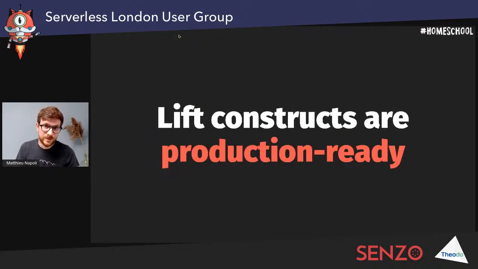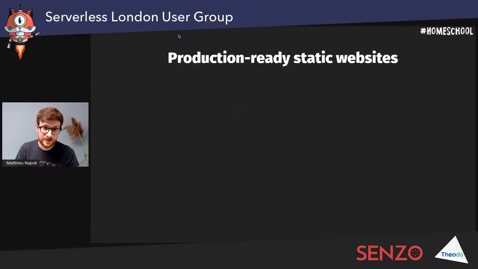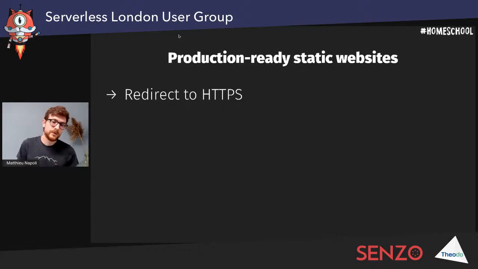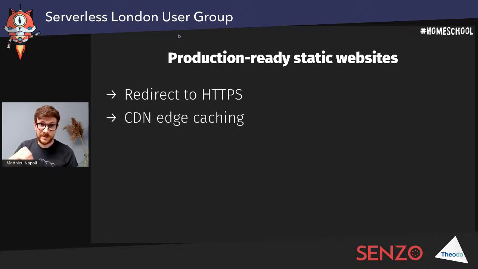Remember, Lift constructs are production ready, so the static website will be configured by default for production. It's not just about making it work, it's about making it right. So for static websites, we automatically set up HTTPS with CloudFront, the HTTP to HTTPS redirect as well. We have the CDN that will cache all our websites all over the world. Cache is configured. Anytime we deploy, Lift will invalidate the CloudFront cache as well. So this is all taken care of.